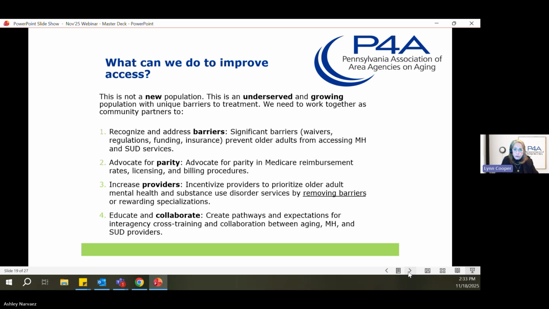One, and this sounds really simple, we have to acknowledge this is not a new population. This is an underserved population and a growing population with unique barriers to treatment. In fact, when I first started this work 4.5 years ago, I called some of my friends in drug and alcohol treatment, because I represented mental health providers and drug and alcohol treatment providers for almost 30 years. And when I contacted them and said, hey, what are you doing to serve older adults?